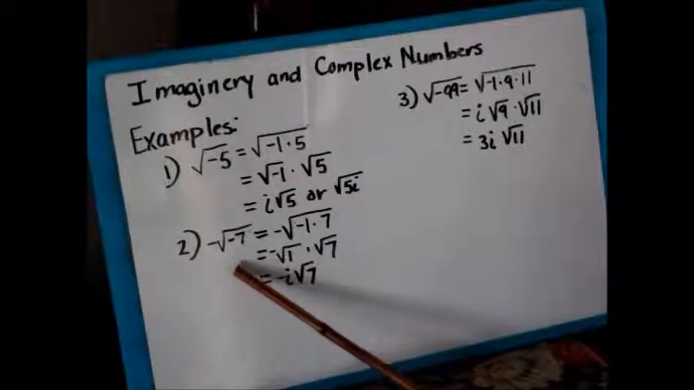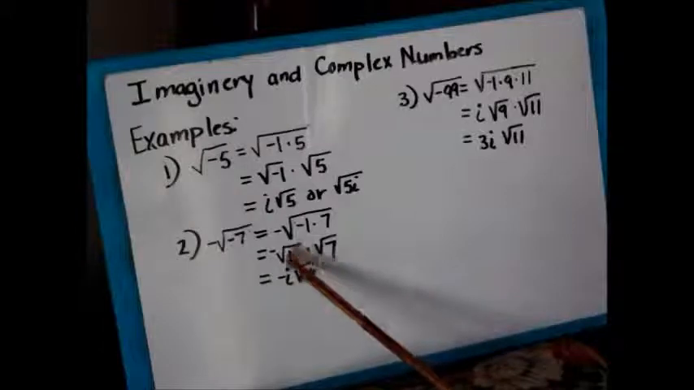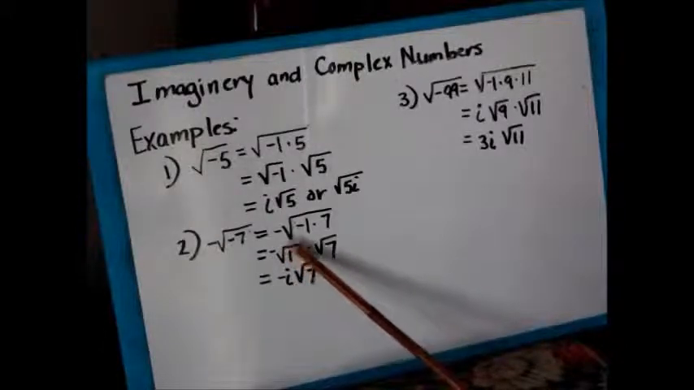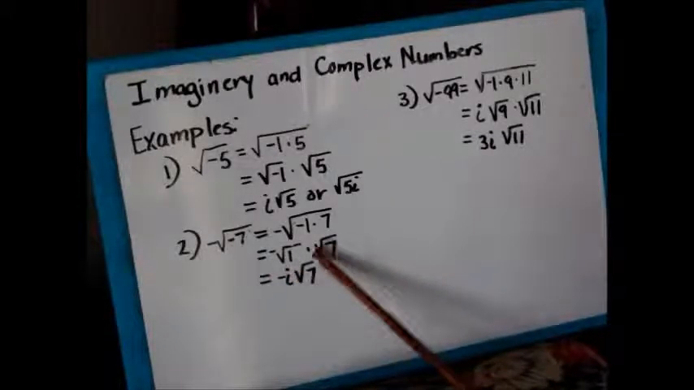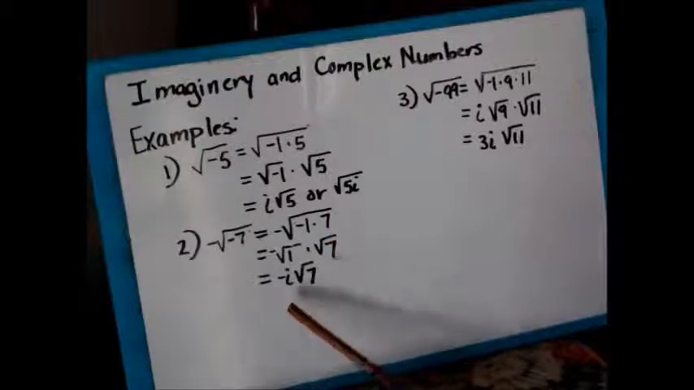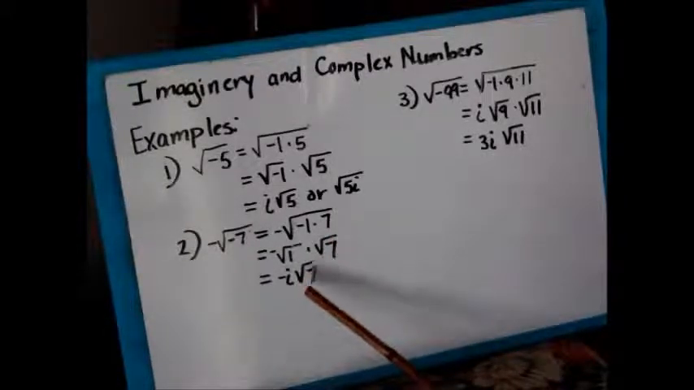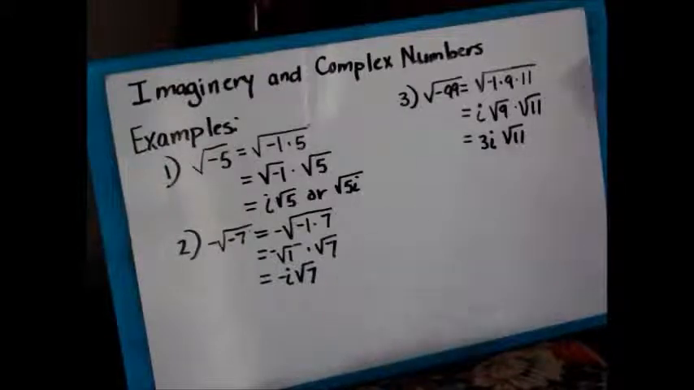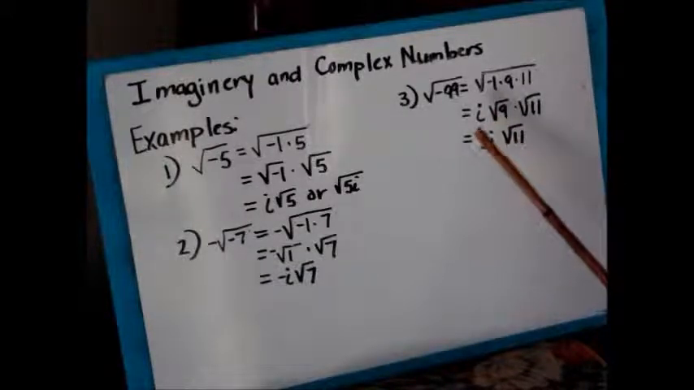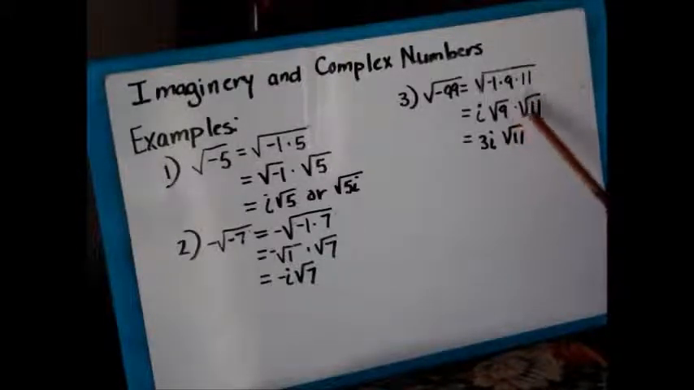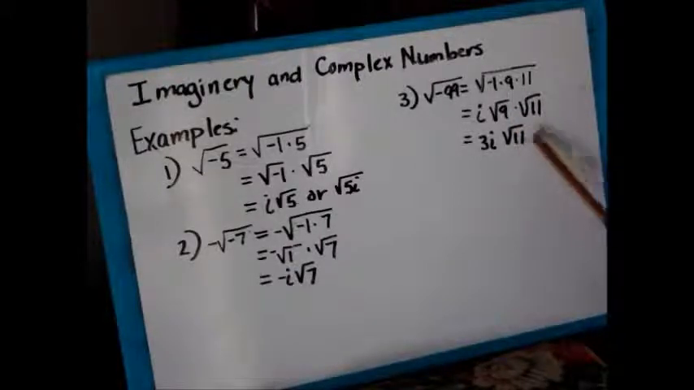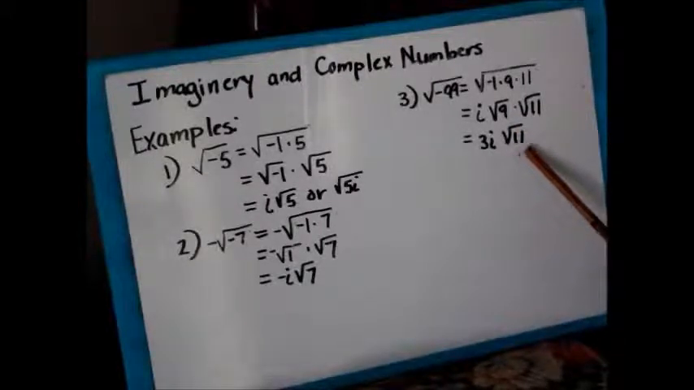Our second example is negative 1 times the square root of negative 7, which is equal to negative 1 times the square root of negative 1 times 7, equals negative 1 times the square root of negative 1 times the square root of 7, which finally gives us negative i square root of 7. And our final example is the square root of negative 99, which is equal to the square root of negative 1 times 9 times 11, is equal to i square root of 9 times square root of 11, is equal to 3i square root of 11.